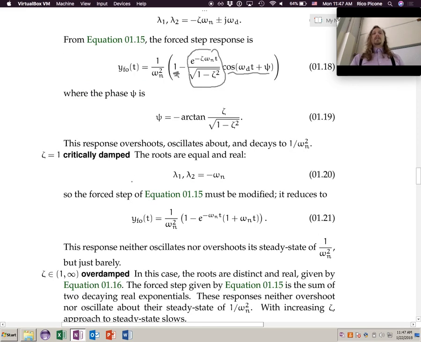Critically damped is the case when zeta equals 1, and the roots are equal and real. So the forced step of equation 1.15 must be modified, right? We have to add the t in, or include a factor of t is a better way to say it. And we get 1.21 as the forced response. So it neither oscillates nor overshoots. It's steady state, but just barely.